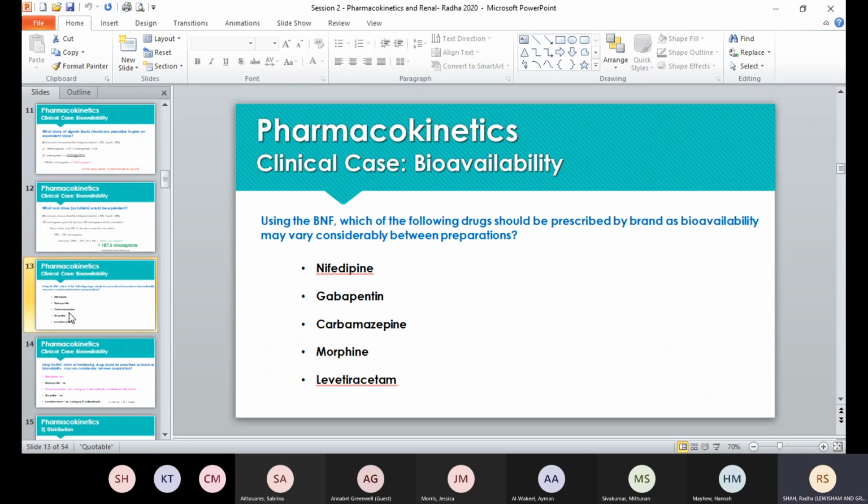Okay, so using the BNF, which of the following drugs should be prescribed by brand, as bioavailability may vary considerably between preparations? So if you all get the BNF app up, or if you're on your laptop, check the BNF. Which one of these drugs must be prescribed by brand? Just type it in the chat box.